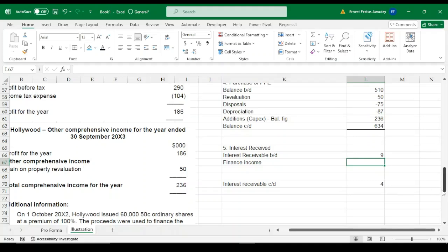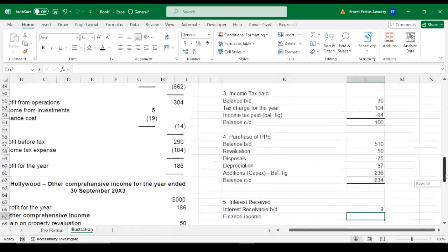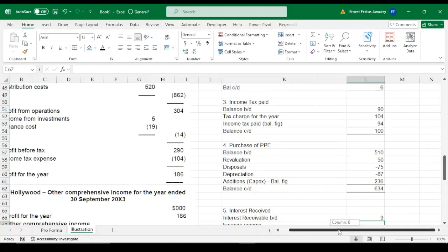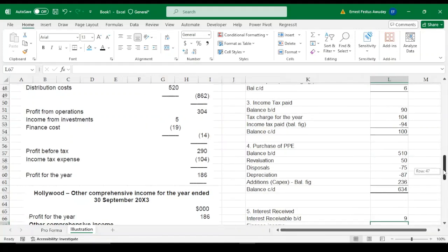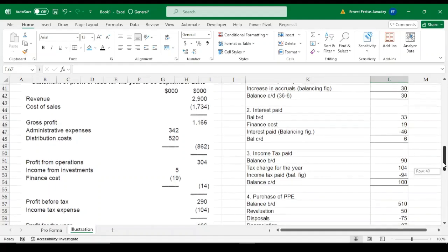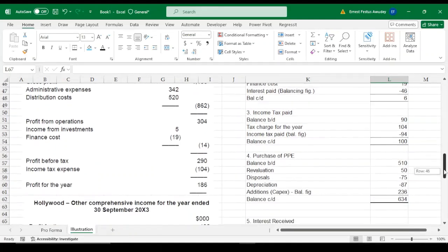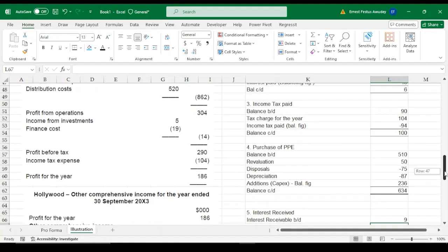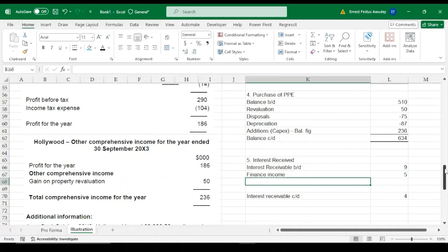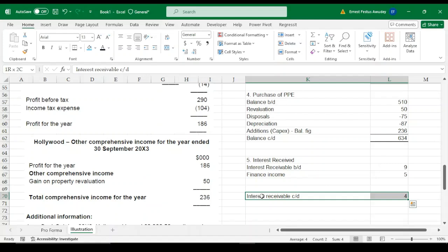This can be found in our statement of profit or loss. So let's look at that. What is our finance income? That is the investment income here. Income from investment, 5,000. So I'll come here, and then my finance income is going to be 5 right there. And that is the only item we can actually deal with.